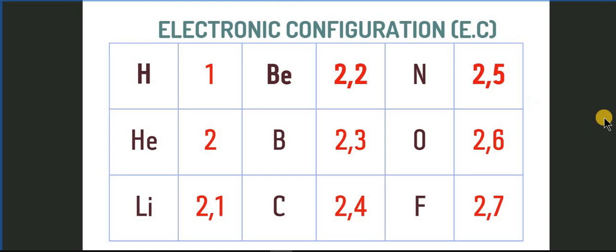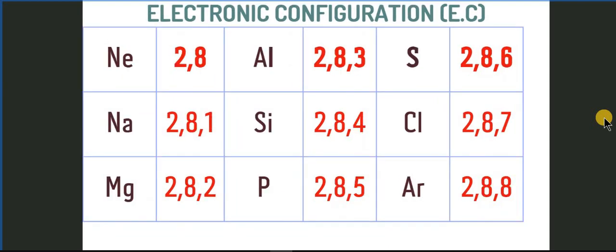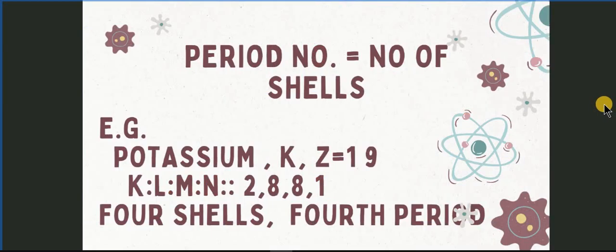Now you can just think of what would be the next element. Next element will be neon, and the next element sodium, and then next element magnesium. In this way, we can write all the electronic configurations. So your task is you should practice all the electronic configurations for more clarity. Now the next part is how to write electron configuration.